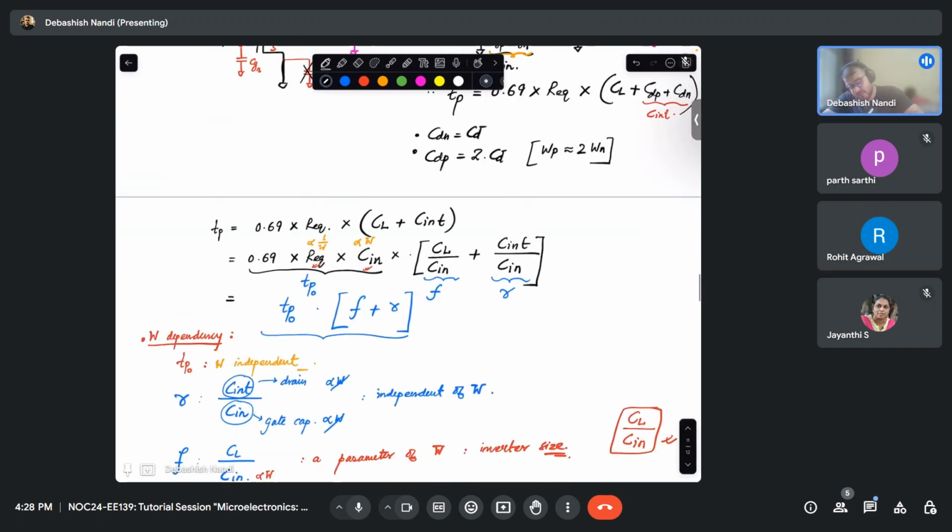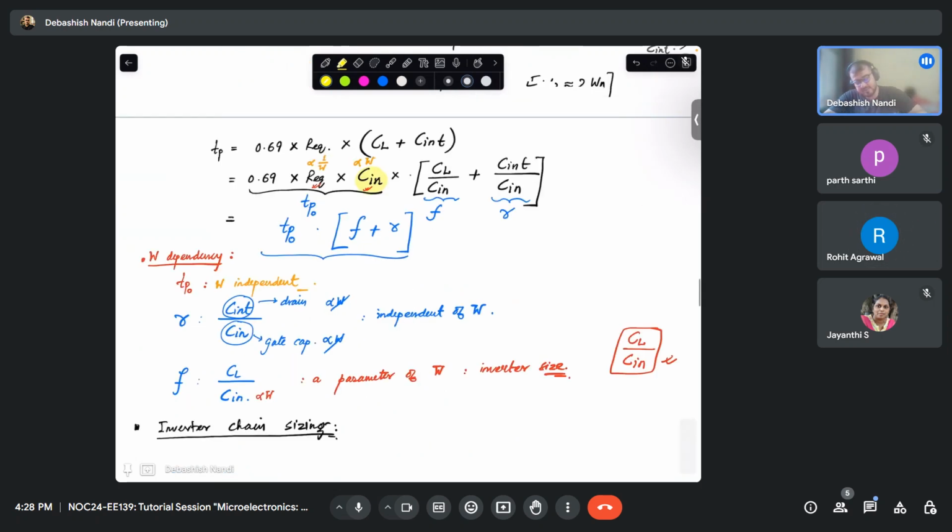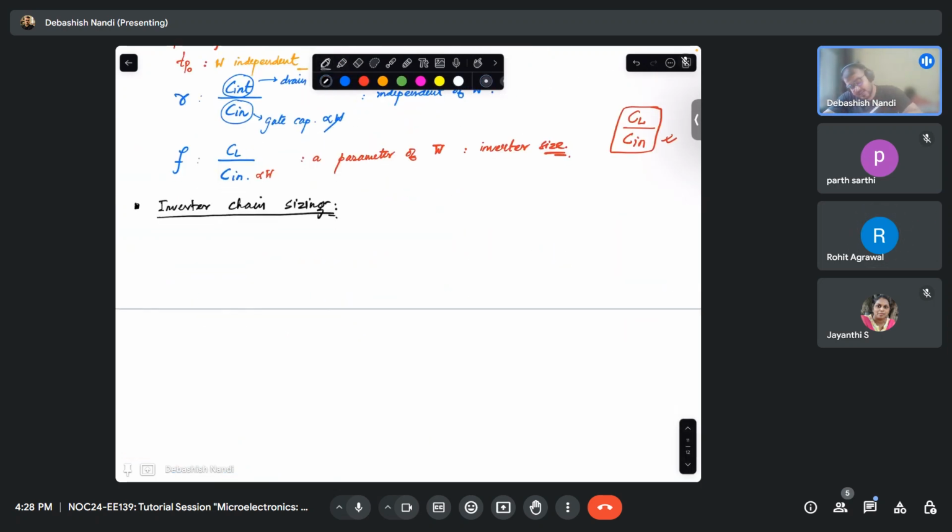Yeah, now I remember. What I was about to tell you is why this C internal is important. Out of the blue, C internal was not there in the equation. We just introduced it, right? You must be thinking, why have we done that? There should be a reason. The reason being that let's say you have an inverter chain, okay? You have multiple inverters connected.